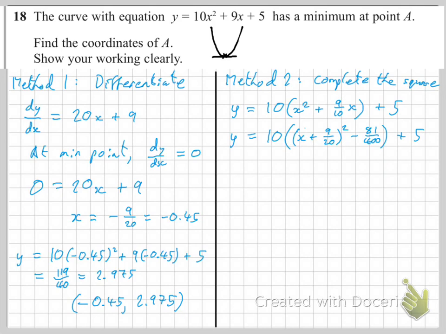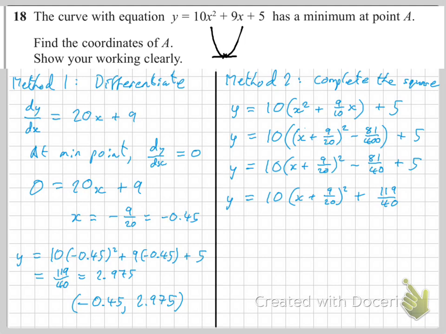Now you can multiply these 2 terms in here, this square term and the minus 81/400. Multiply both of those by the 10. Still got the plus 5. That's not multiplied by the 10. And then you can finally combine these 2 terms here into a single number. And if you do that, you get plus 119/40.